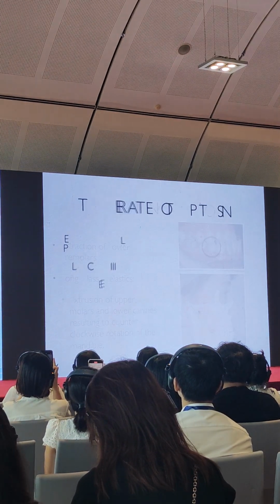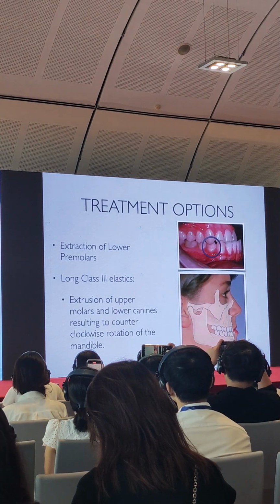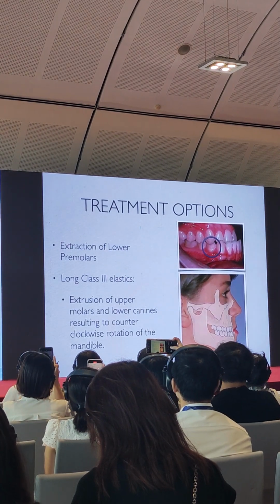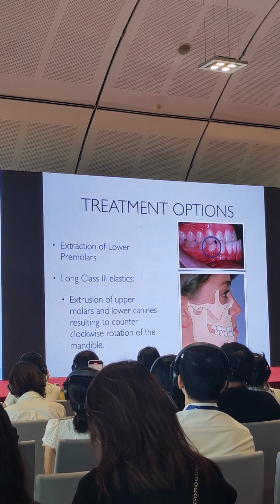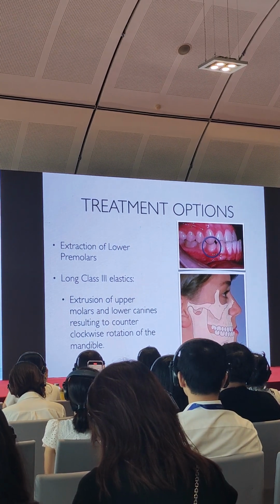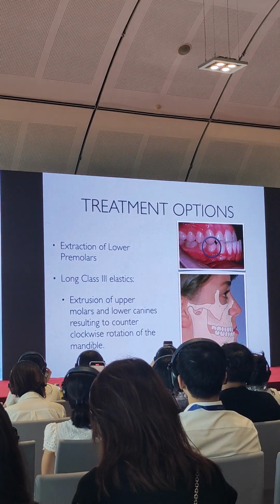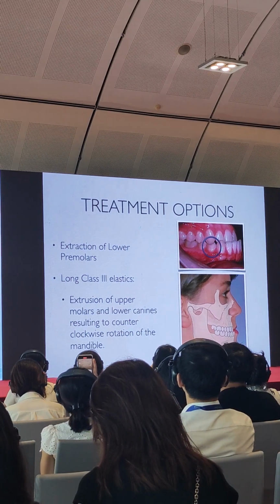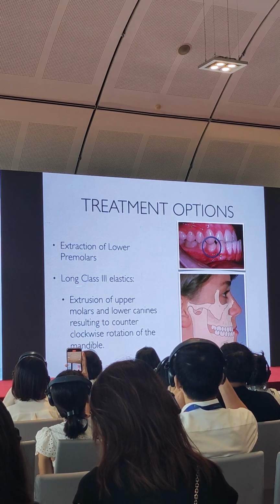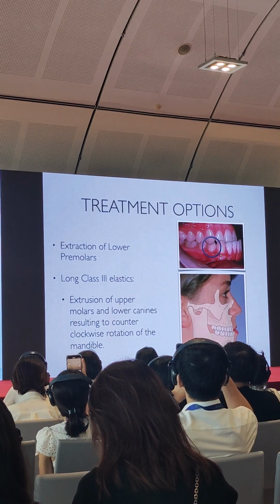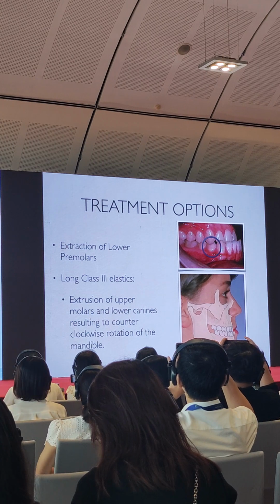So when we have this type of malocclusion, a class 3 malocclusion, one option that we can do is probably extraction of the lower first premolar, retract the canine, do anterior retraction, then you will be able to correct the underbite of the patient. Or you can probably do class 3 elastics, being a long class 3 elastic.